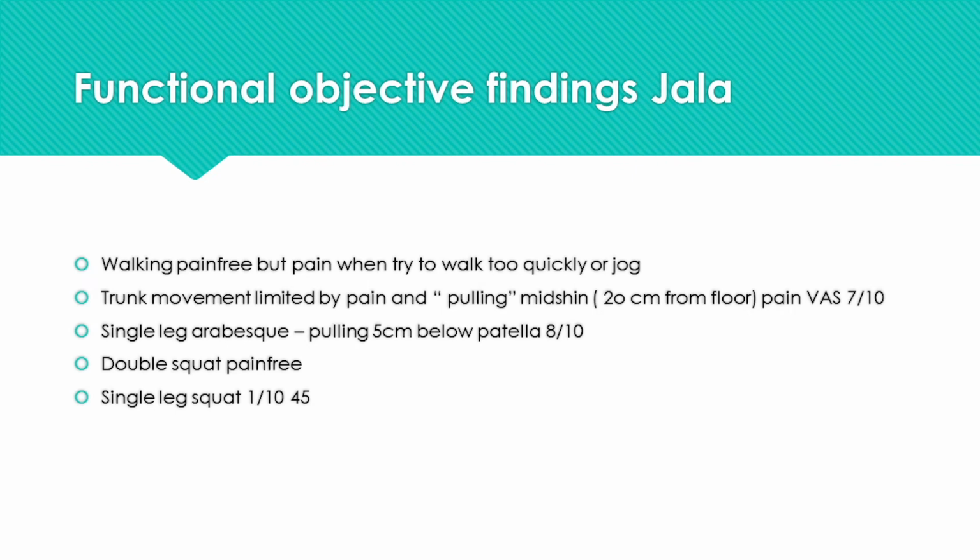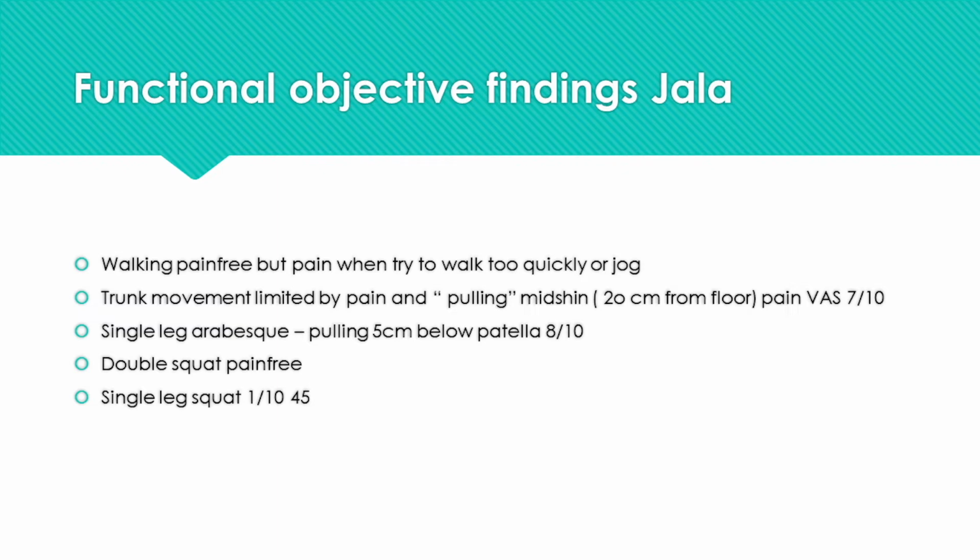So, functional objective findings with Jala. She was walking pain-free, but she had pain when she tried to walk too quickly. She had trunk movement that was limited by pain, just with some pulling mid-shin, and she was 20 centimetres from the floor with a VAS of 7 out of 10.